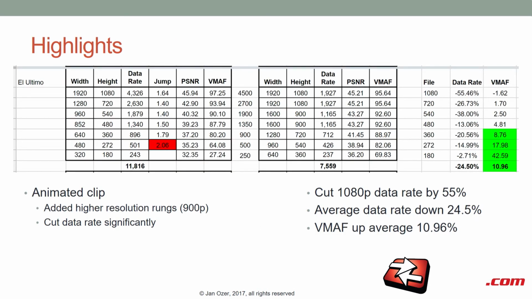The highlights, this is the El Ultimo clip. This is an animation. Again, they were able to push 1080p down one rung and push the 900p, which is a stream they created because it was a low motion animated clip. And they produced a net VMAF benefit of around 11 while cutting the data rate by close to 25%. So just imagine that. They cut the data rate by 25% and improved the quality experience on average by greater than 1.5 just noticeable differences. So it's pretty striking.